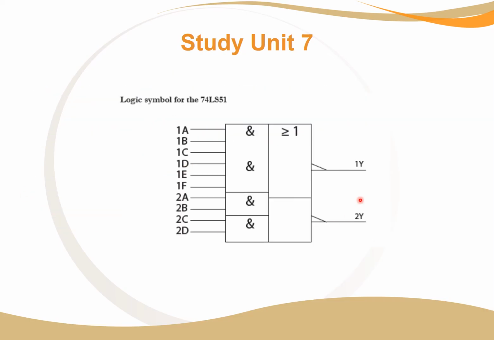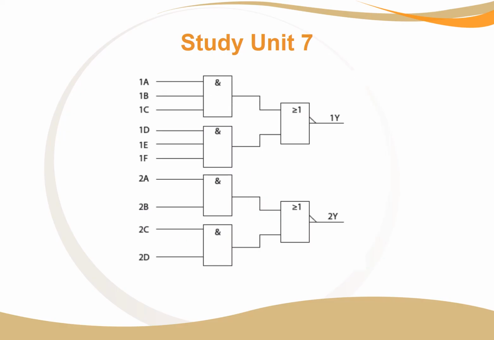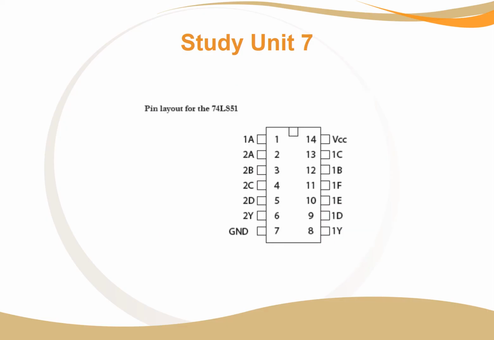So this is the logic symbol diagram. You see you have 2 outputs, and here you have the AND gates and the inputs feeding into the AND gates. They're being ORed together, and you have your 2 separate outputs. And this is the logic diagram. So you have AND gates, OR gates, and then it's inverted. And it's the pinout. So 1 denotes the one set of inputs, and 2 is the other set of inputs, and then 1Y is one output, and 2Y is the other output.